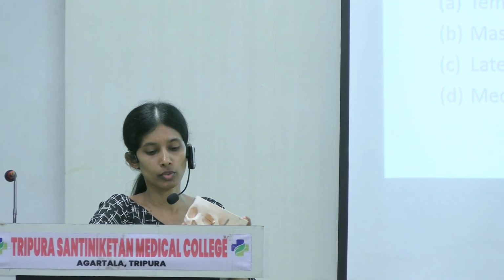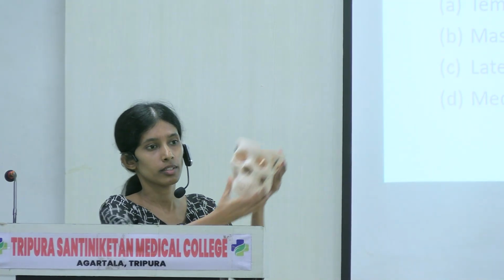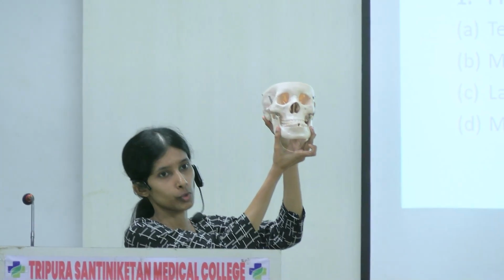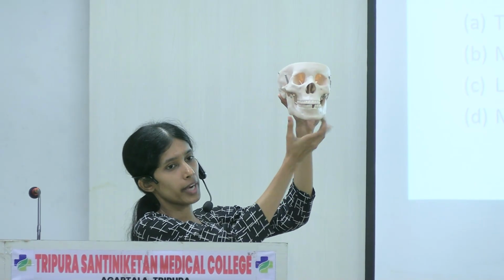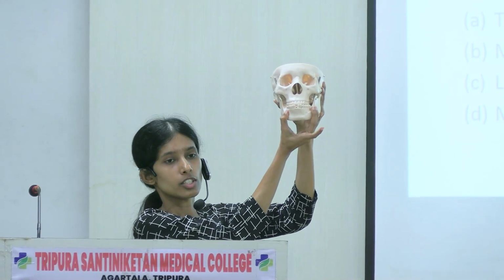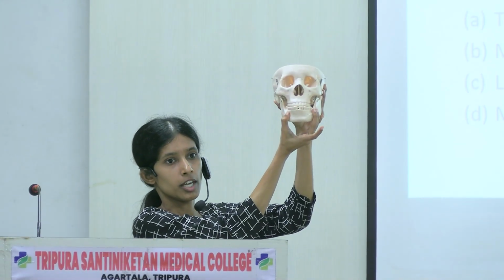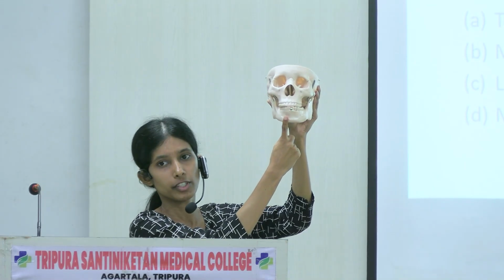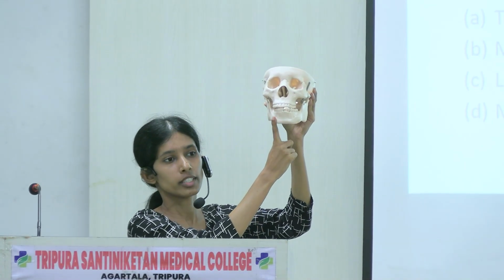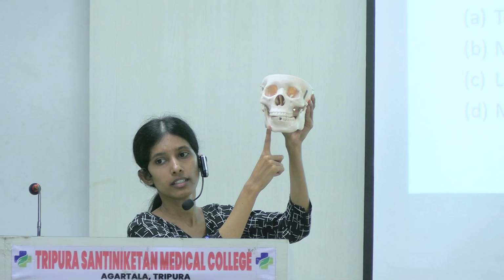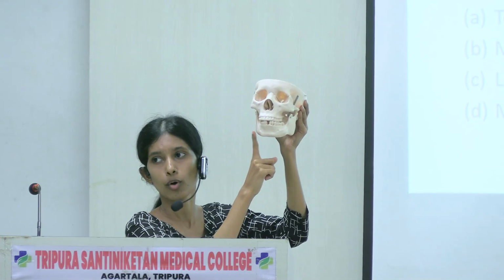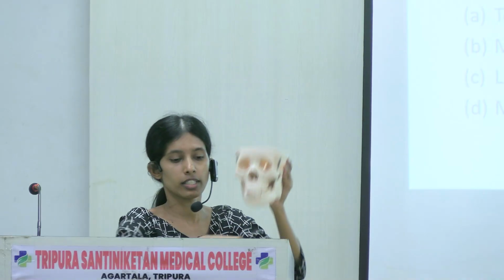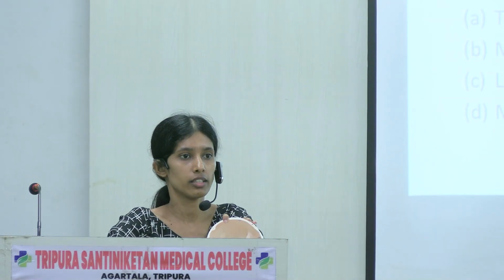What about the retraction? This action is called protrusion, okay. If your mandible moves like this, it is called protrusion. If it goes back to its original position, this is called retraction, okay. For the retraction, only the posterior fibers are involved. This is all about the temporalis muscle.